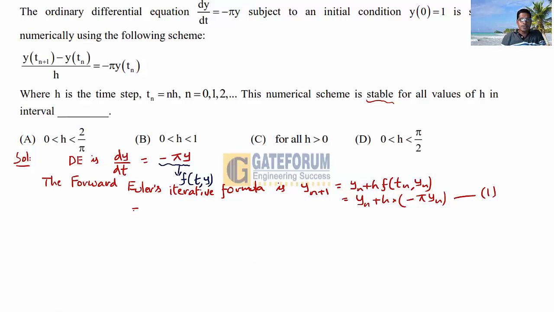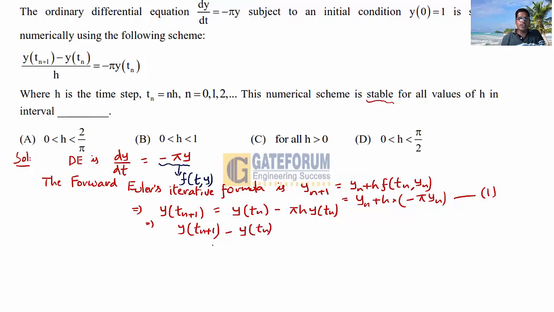Now y n plus 1 means y of t n plus 1, that is the y value at t n plus 1. y n means the y value at t n. Minus 5 times h times y n means the value of y at t n. So this can be written as y of t n plus 1 minus y of t n divided by h is equal to minus 5 times y of t n, after shifting the right side first term to the left side. So this is that equation.